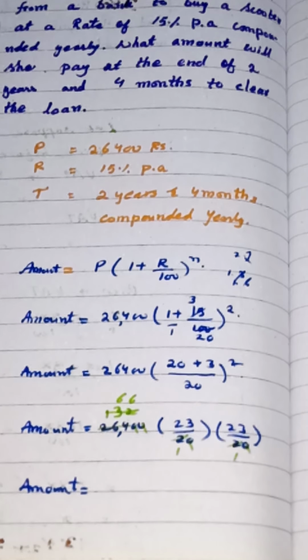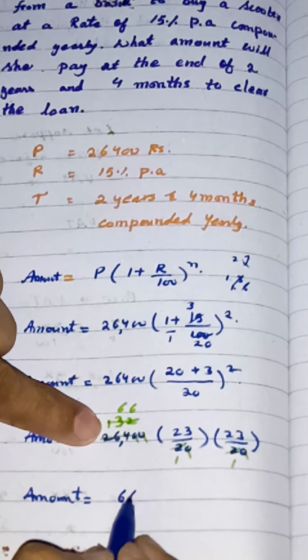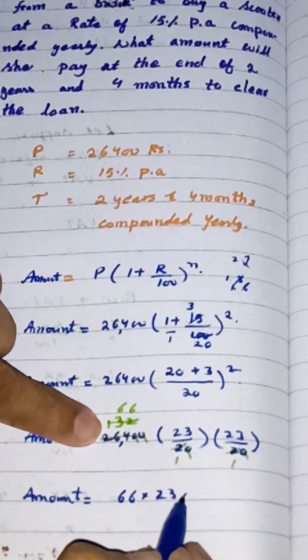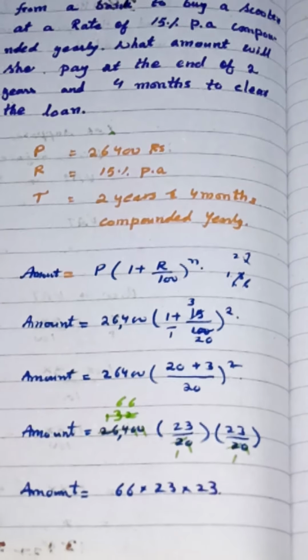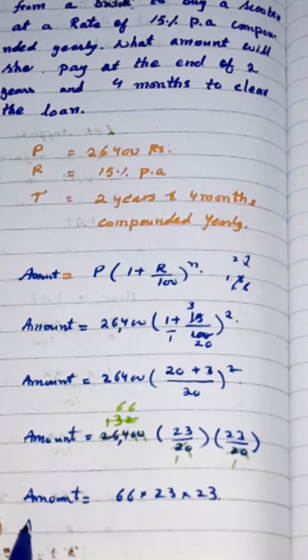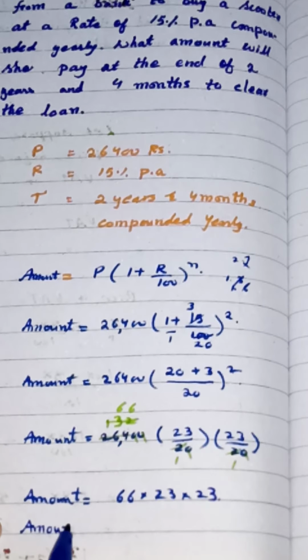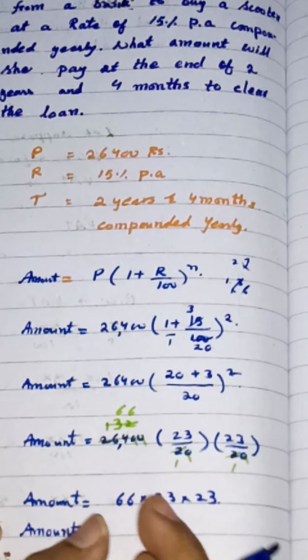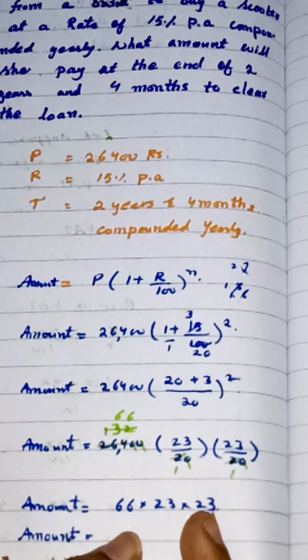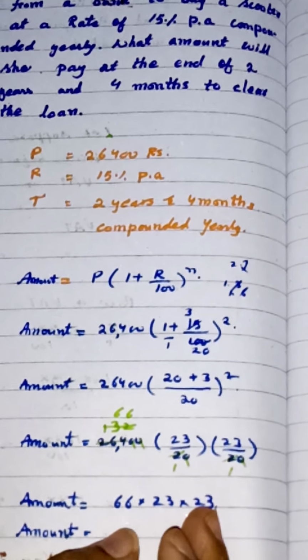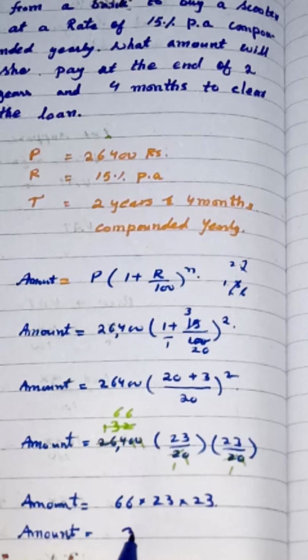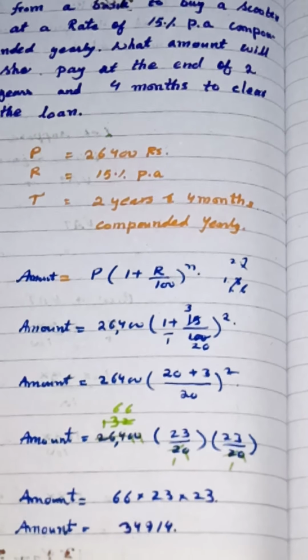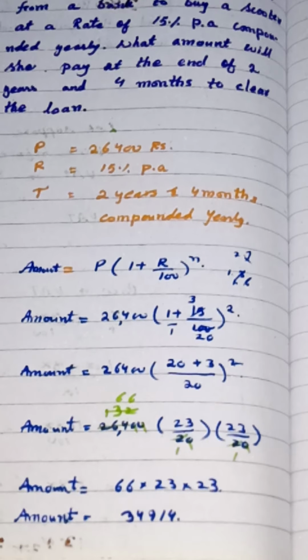Now 66 multiplied by 23 multiplied by 23. So the amount is, multiplying these numbers, 66 multiplied by 23 multiplied by 23 is equal to 34,914.